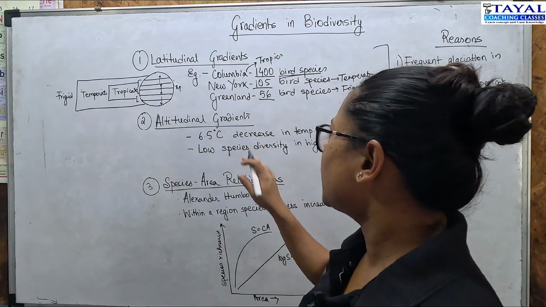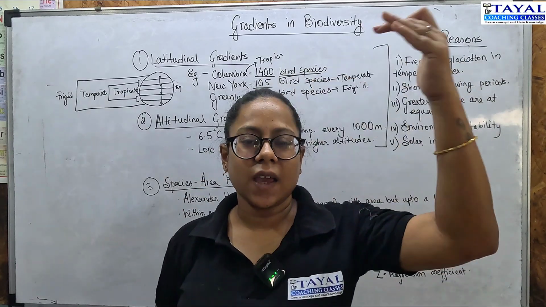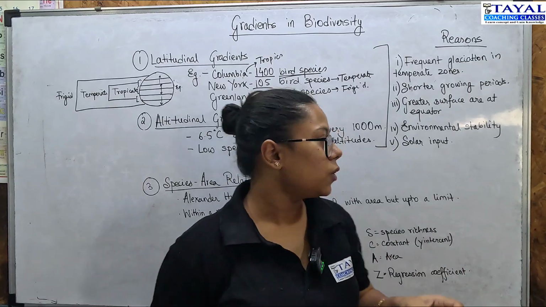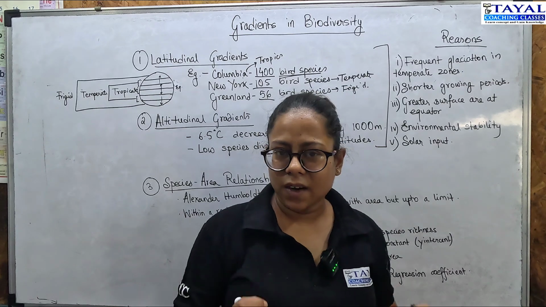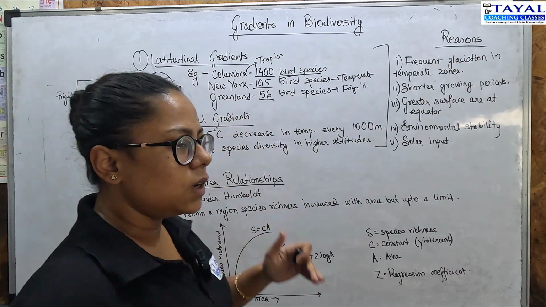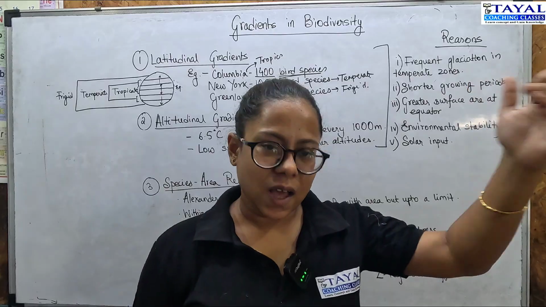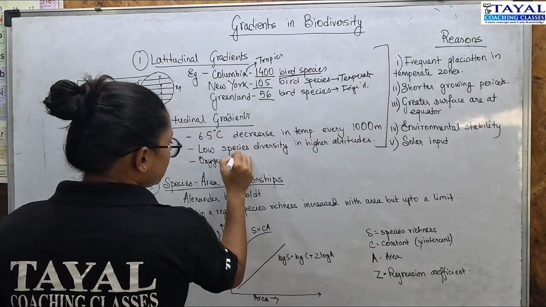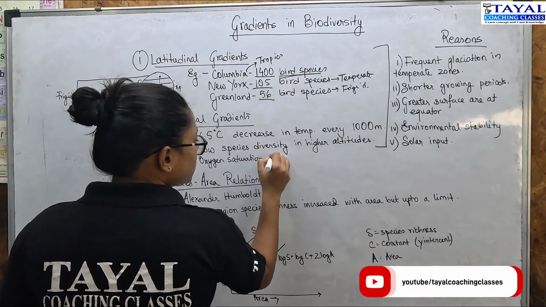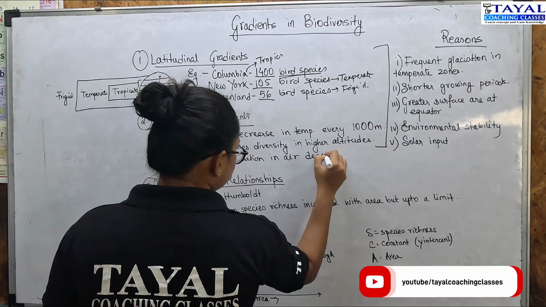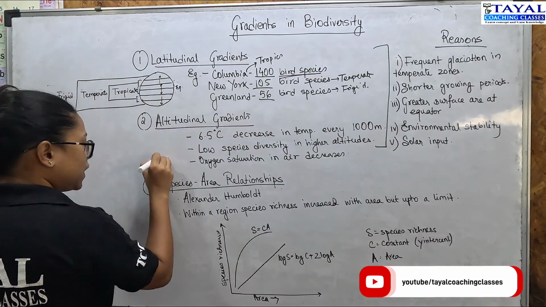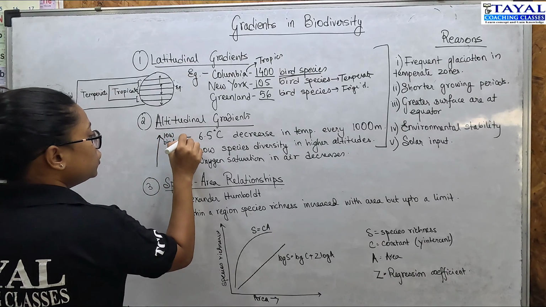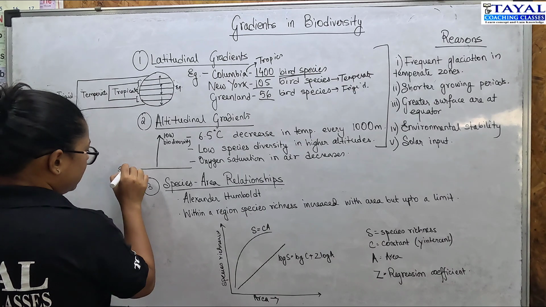Similarly, it has been seen that with altitude, so with increase in height, for every 1000 meters increase in height, you have a drop of about 6.5 degrees Celsius in temperature. So the temperatures get lower and lower as you go above height. Along with that, obviously oxygen saturation in air decreases. Therefore, it has also been seen that with increase in height, you have low biodiversity. So, you will have max biodiversity at sea level.